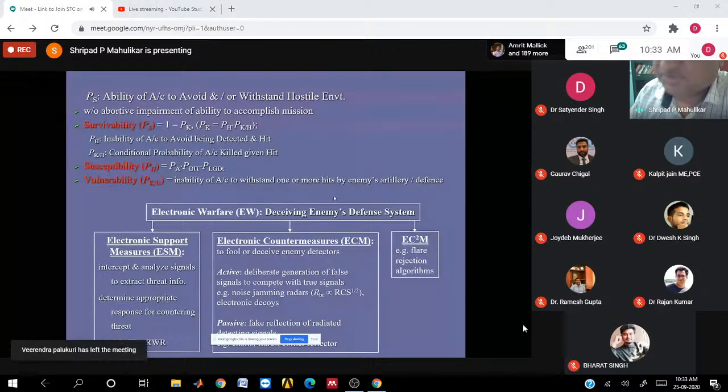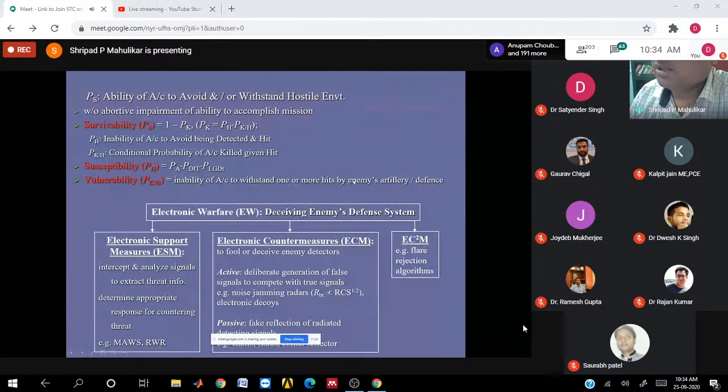And vulnerability is generally not covered under stealth, but it is also important to reduce vulnerability for high survivability. Vulnerability is the inability of the aircraft to withstand one or more hits by the opposite side's artillery or defense.